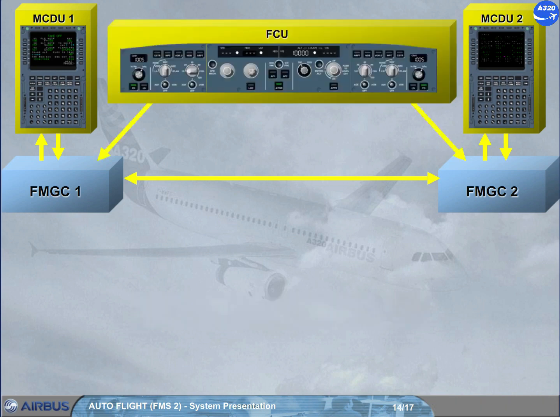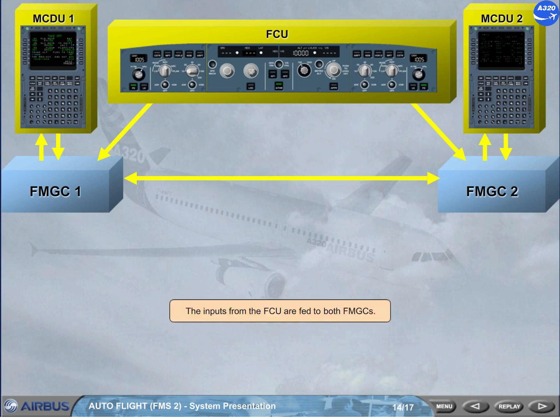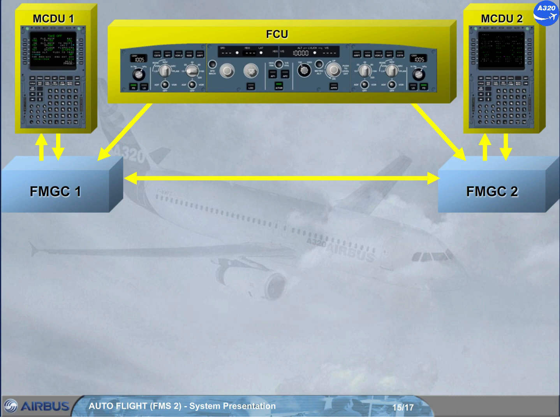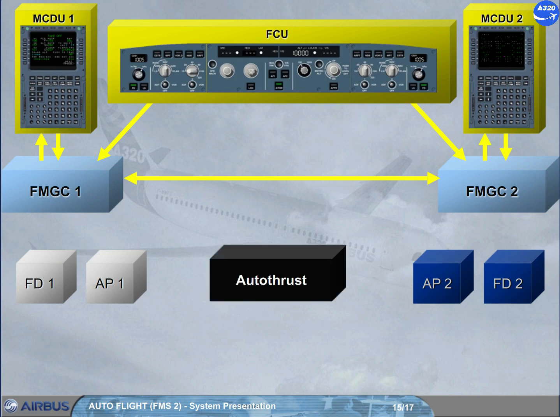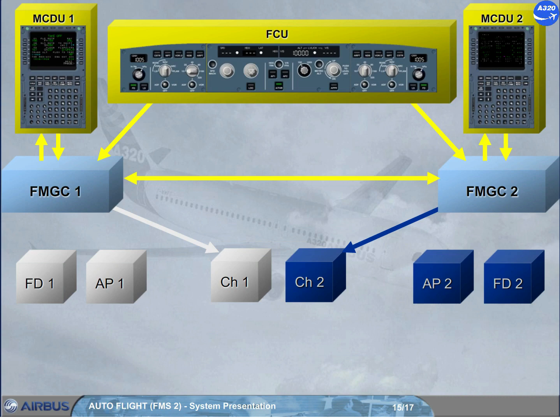The inputs from the FCU are fed to both FMGCs. Both FMGCs send their commands to the FDs, the autopilots, and the autothrust system. According to a given internal logic, one FMGC is declared master. For example, if autopilot 1 is on, FMGC 1 is master. Amongst other things, this determines which autothrust channel is operative.